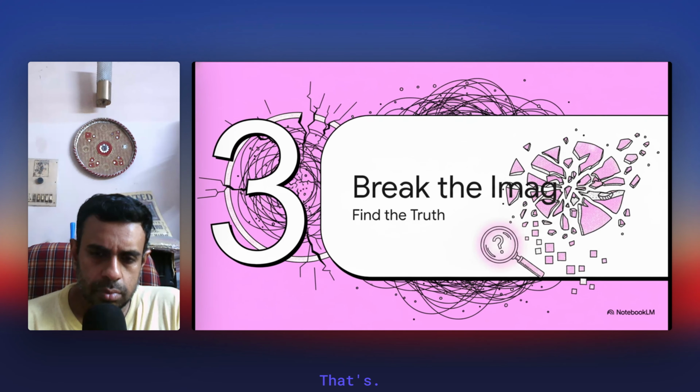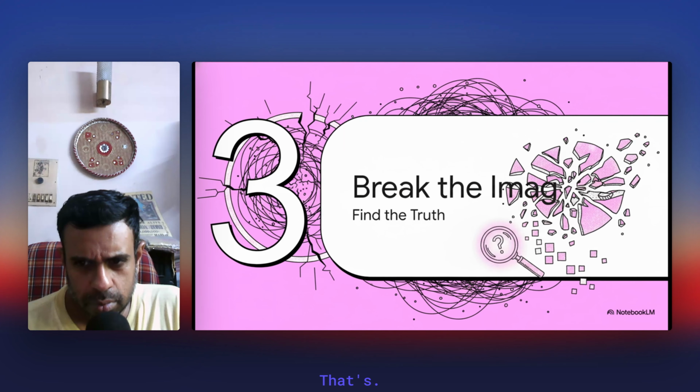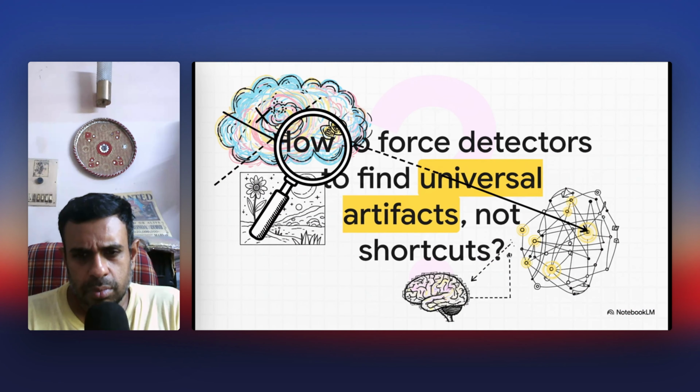So, to solve this, the researchers came up with this radical, almost backward idea. What if, to find the truth in an image, you first had to completely break it? This was the big question they had to answer.